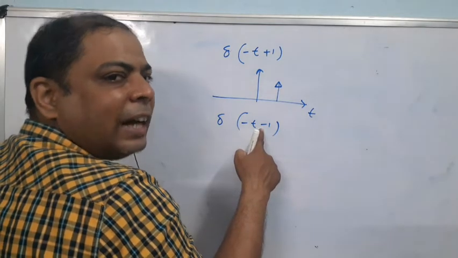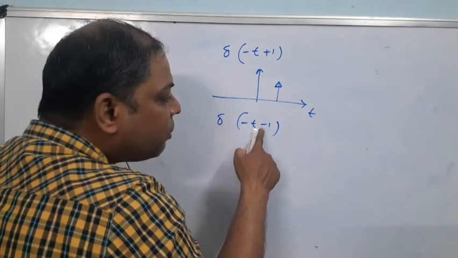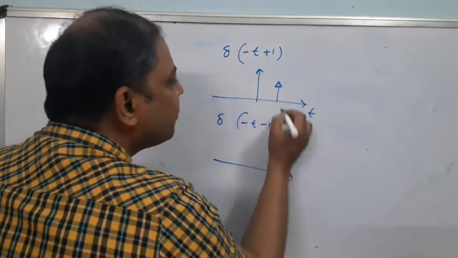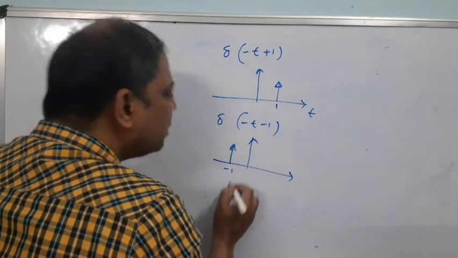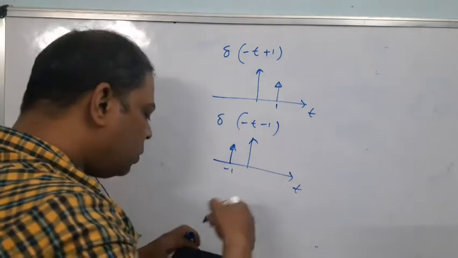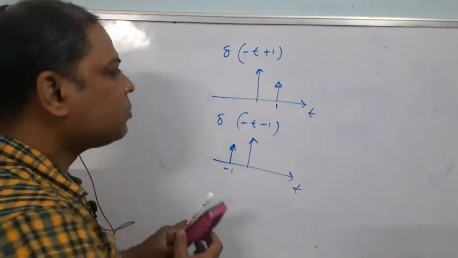Generally it is right shifted. But here you have to consider this is left shifting. Left shifting. That means here you will find at minus 1 this del operation is there. Understood? Clear or not? Okay.